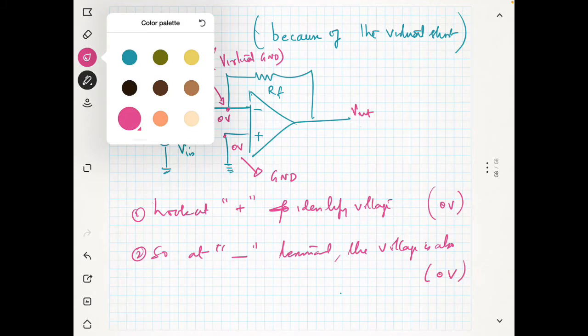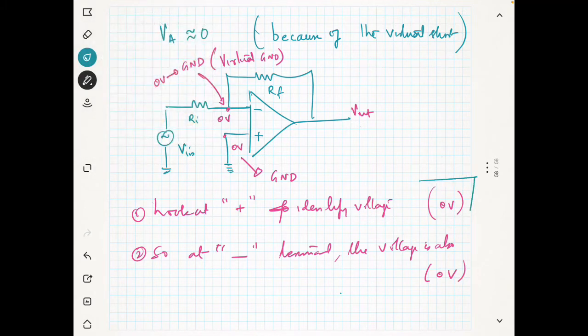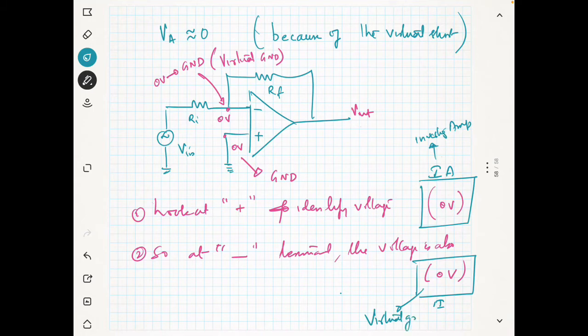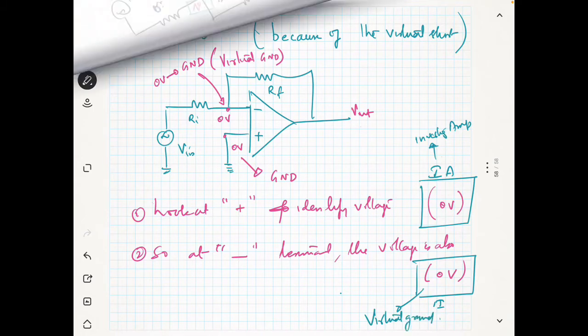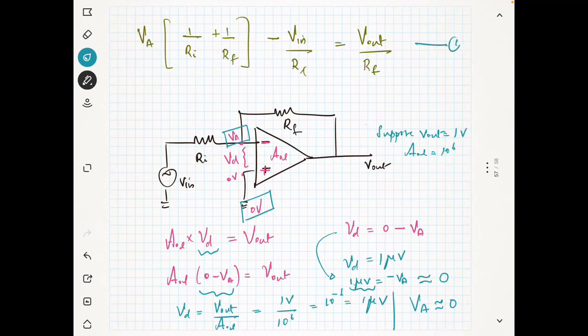And this concept here, in the inverting amplifier, that means IA means inverting amplifier. So this is the case in the inverting amplifier, and this concept here is known as the virtual ground. Okay, virtual ground. Now it's very easy. You had the equation, this one, let's say this equation is 1.